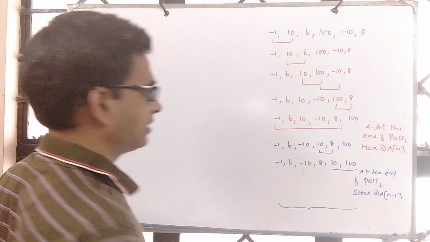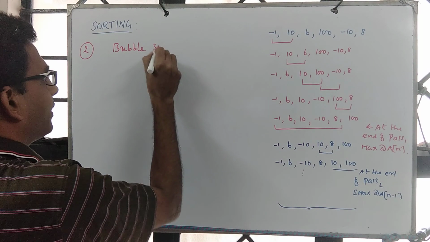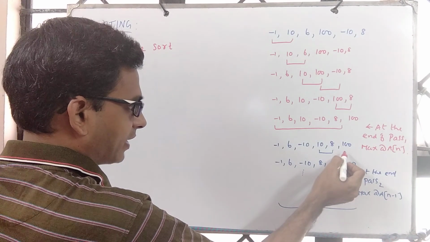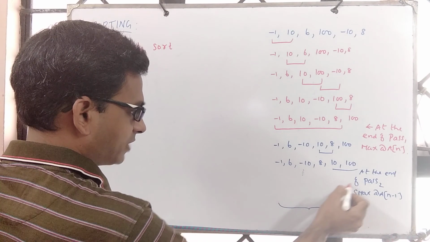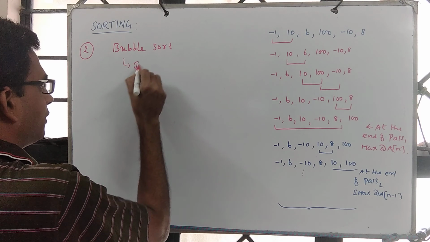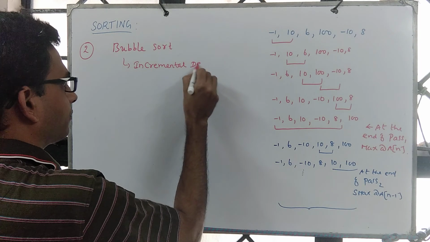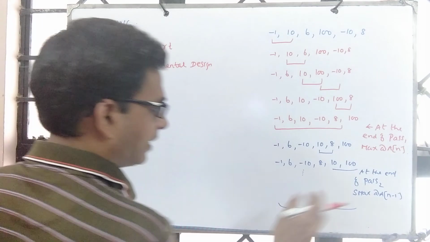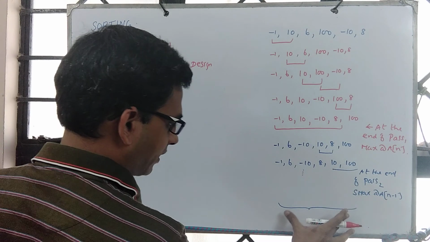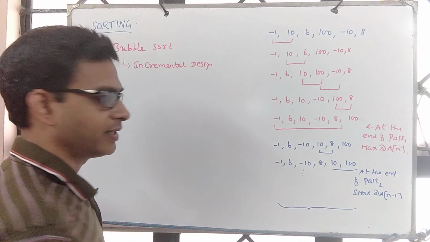So this strategy gets a name, bubble sort. And even here, we keep building a sorted subarray, and like that it goes. And so you see that this also follows incremental design. These are all subarrays which we keep growing, and suddenly you get to see that at the end of n passes, the entire array is sorted.